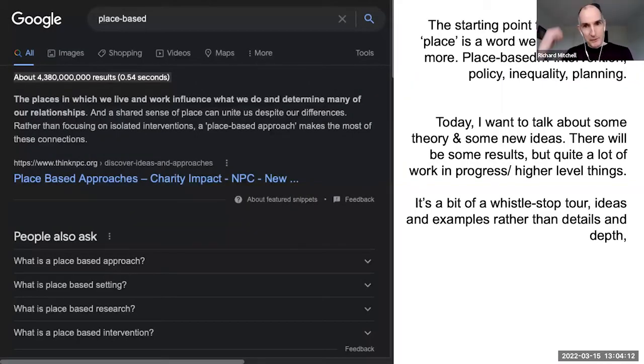So the starting point for today is that place is a word we hear more and more and more. Everything seems to be place-based these days: interventions, policy, inequality, and planning. As I was putting these slides together, I wondered if that's really true, or perhaps it's just my perspective. So as all good scholars do, I did an intense, detailed, rigorous study on this, and I stuck place-based into Google, expecting a few million hits, and actually there's 4,338,000,000 hits if you type place-based into Google.